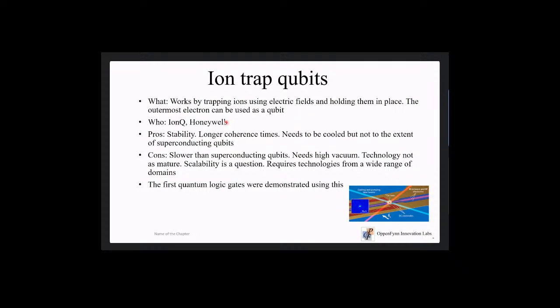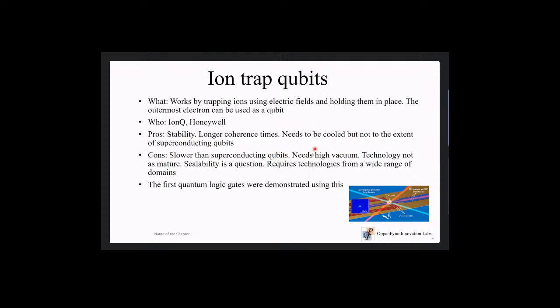IonQ and Honeywell are trying to develop technologies using ion trap qubits. The biggest advantage of ion trap qubits is the stability. They have long coherence times. They are not as sensitive as superconducting qubits. They still need to be cooled, but not to the extent of superconducting qubits. The problem with this is that they are slower than superconducting qubits.